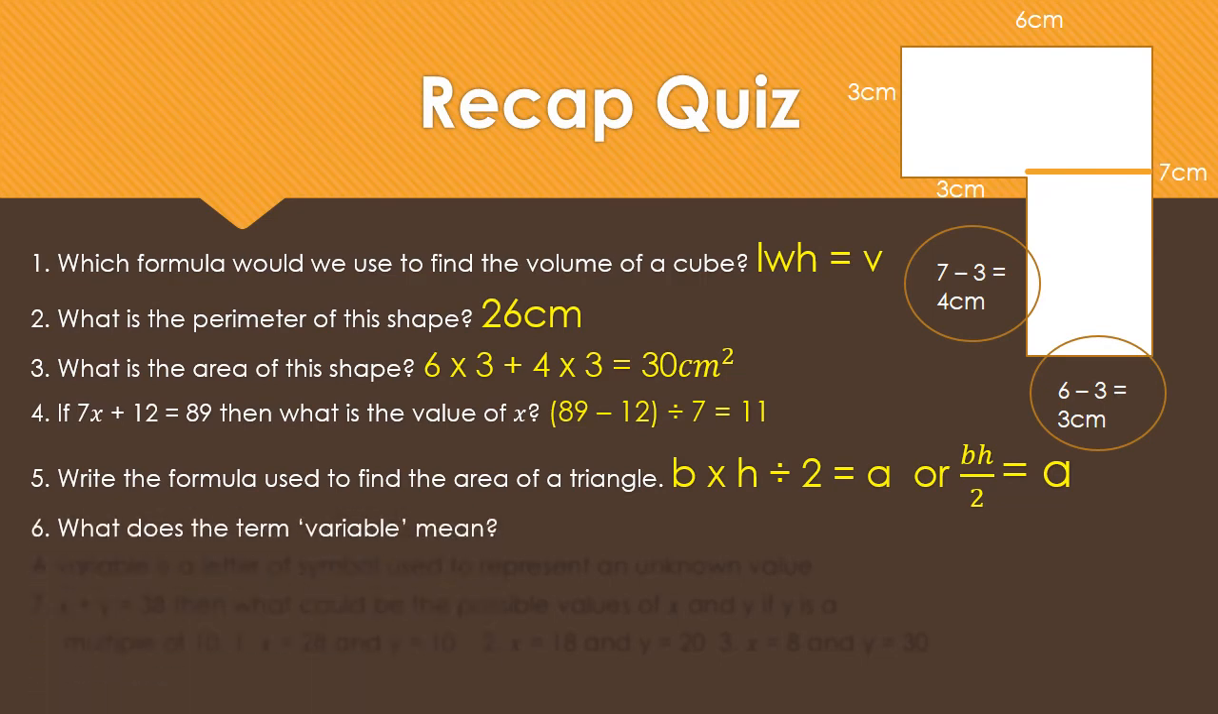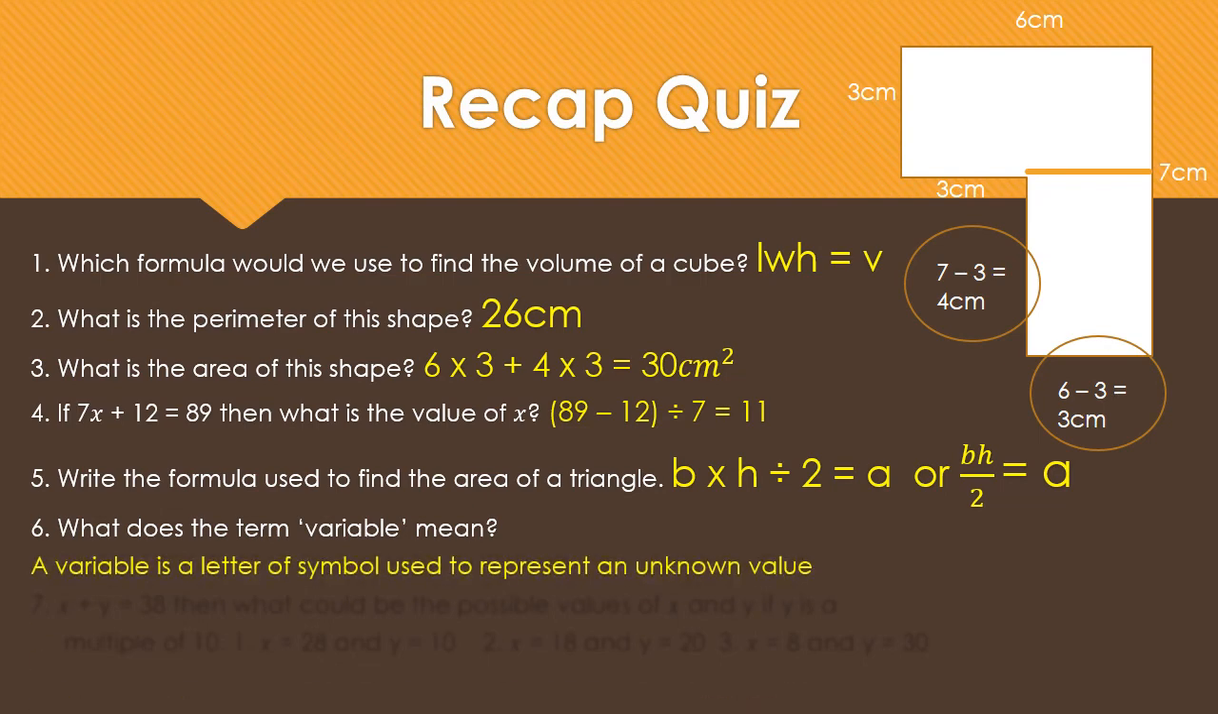What does the term variable mean? A variable is a letter or symbol used to represent an unknown value. So keywords there, letter or symbol, represent, and then unknown, something we do not know, and the value of it.